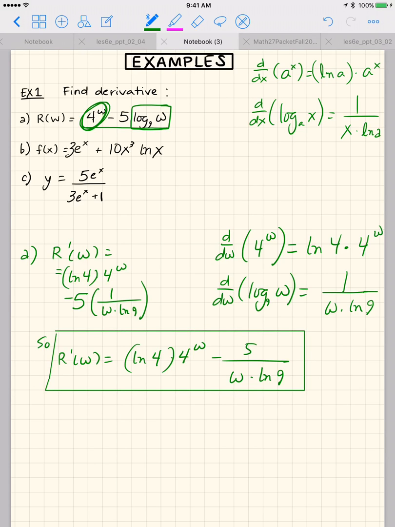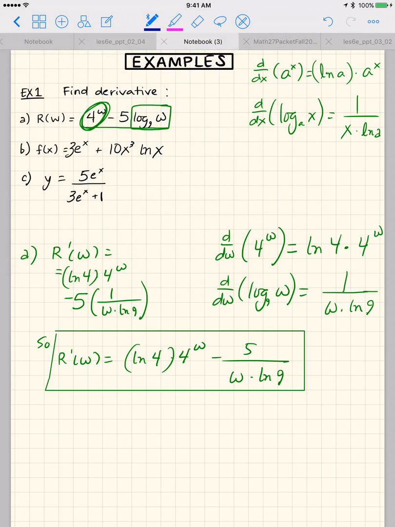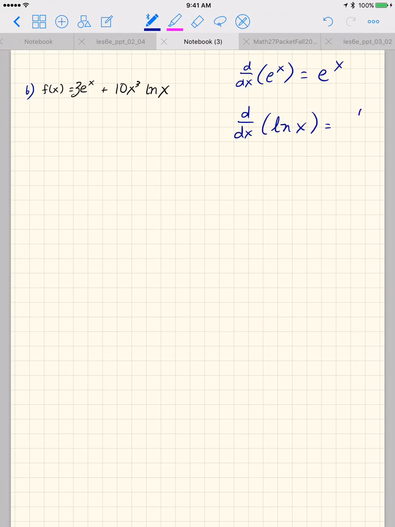All right. Now let's go for B. Maybe I switch up to a different color. Let me copy, go to a new page, and paste. All right, so here's my B. Now I know that the derivative with respect to x of e to the x is e to the x, and the derivative with respect to x of natural log of x is 1 over x.